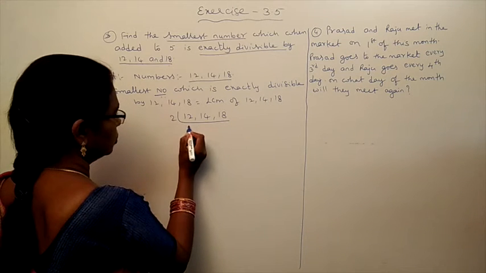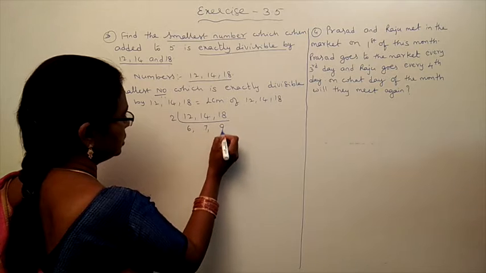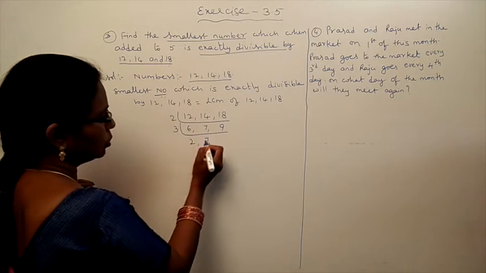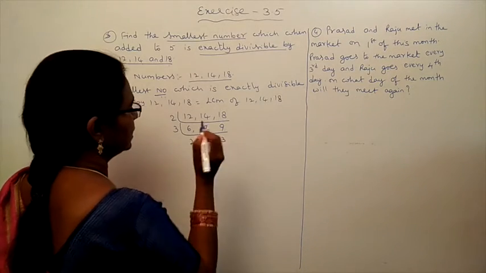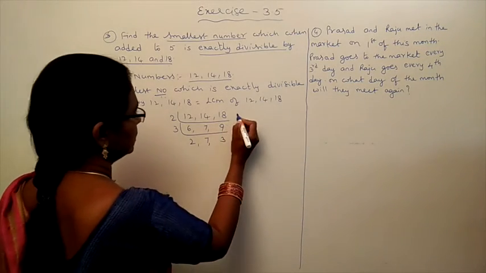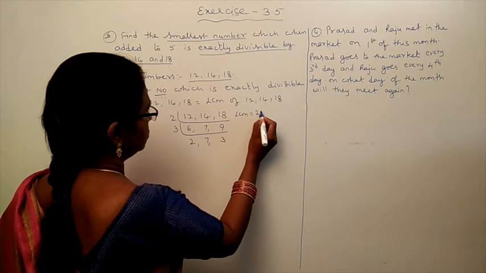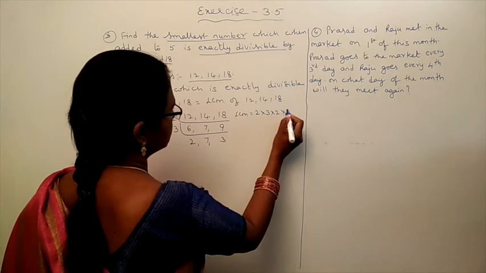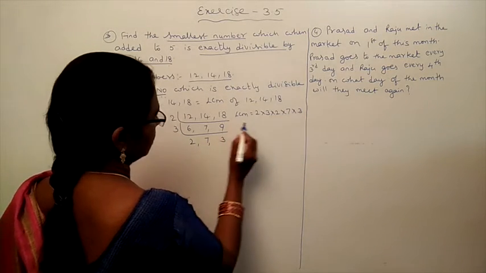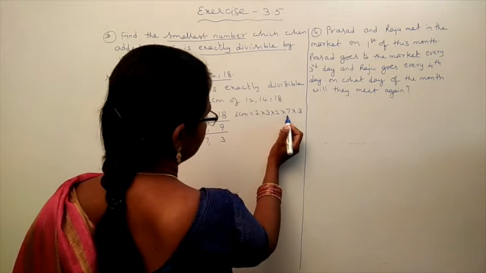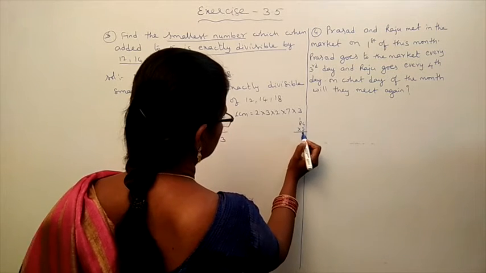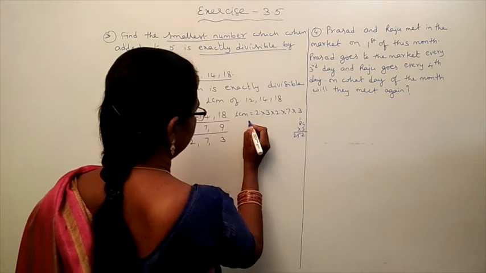Then the 2 table: 2 6s are 12, 2 7s are 14, 2 9s are 18. Again the 3 table: 3 2s are 6, 3 does not go in 7 so it stays as it is, 3 3s are 9. Now 2, 7, 3 are all prime numbers. Then we can write LCM is equal to 2 into 3 into 2 into 7 into 3. 6, 6 2s are 12, 12 7s are 84, 84 into 3, 252.